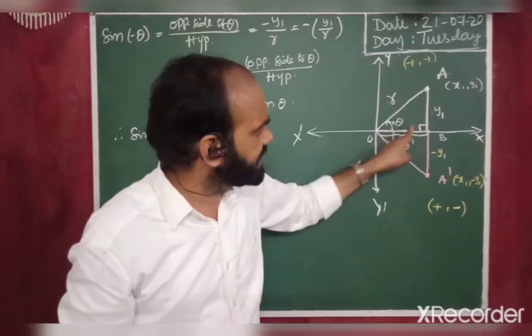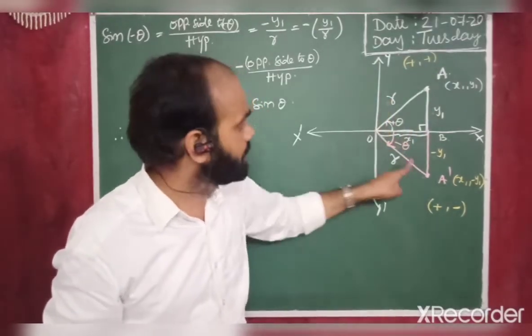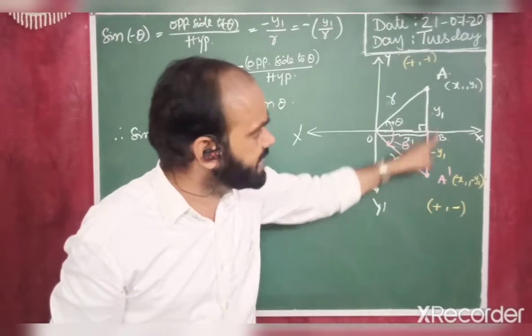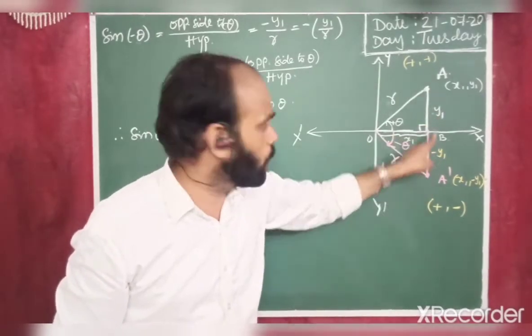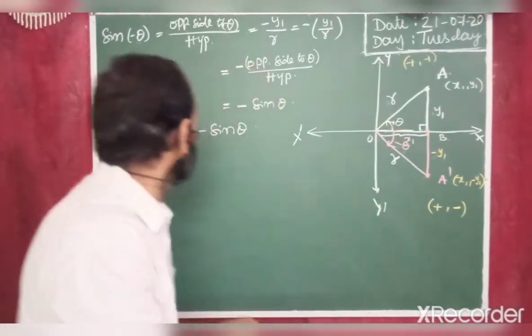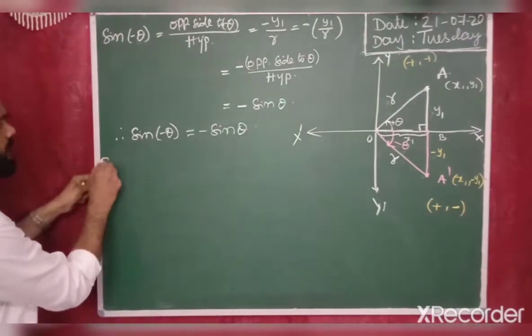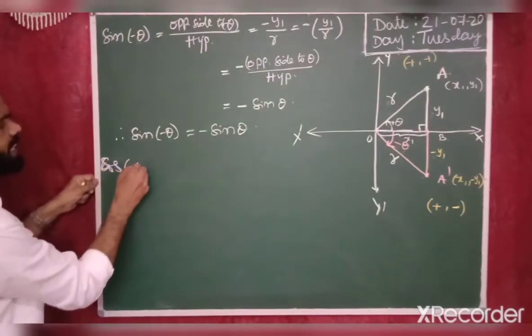Independent of adjacent and opposite sides, it is the same. Only the opposite side's sign is changed. Only the opposite sign is changed. Now let us go for cos of minus theta.